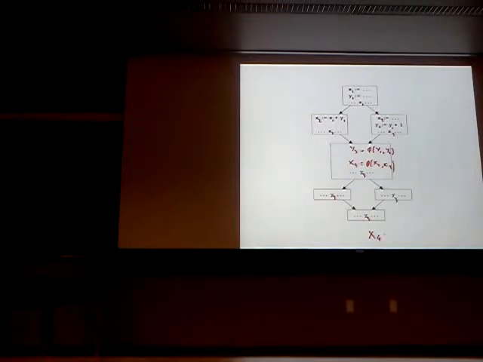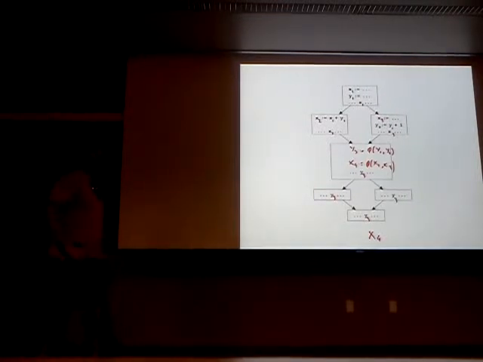Okay. So now we have the concept of the phi node. The phi node basically is a magical mystery box that gives you the right thing. It just magically gives you the right thing.